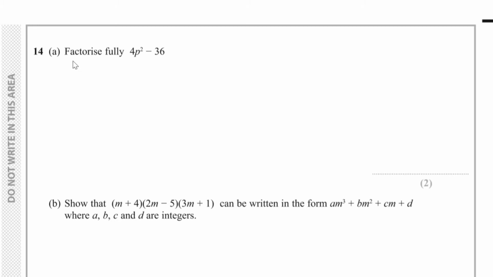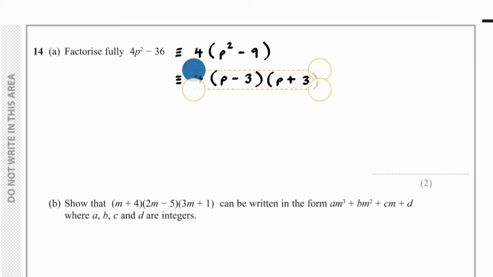Question number 14. For part A, we have to factorise fully 4p squared subtract 36. Here we can recognise we have a difference of 2 squares. Now before we do anything else, we can hopefully recognise 4 is common to both, so inside the bracket we would have p squared subtract 9. Expanding this out, we get 4p squared minus 36. So we have 4 multiplied by p minus 3 multiplied by p plus 3. So we have factorised fully that expression.